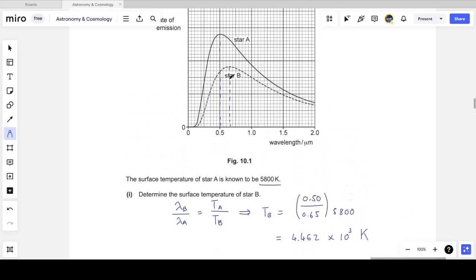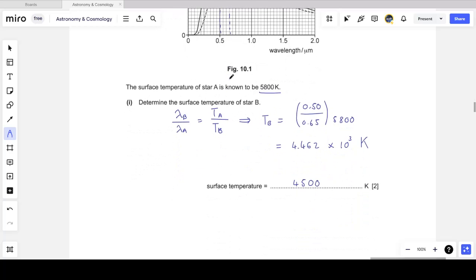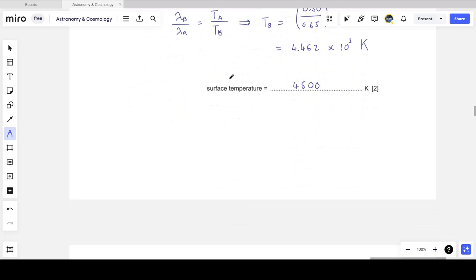That's why you can see that the peak wavelength for star B is shifted to the right. Higher wavelength obviously means lower frequency and lower energy. Sort of makes sense. Lower energy means lower surface temperature. So you can keep that in mind, that your temperature should be lower. If your temperature is higher, you've obviously inverted a ratio somewhere. And so that was 2 marks.